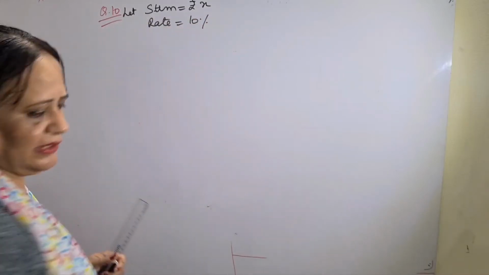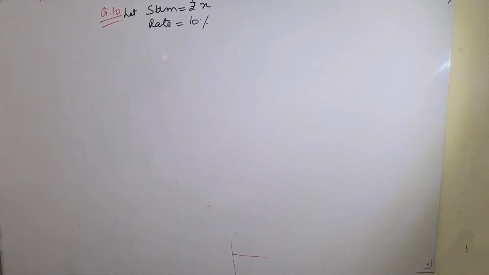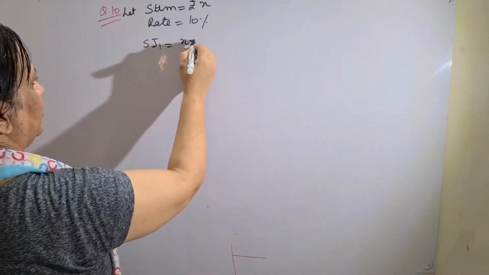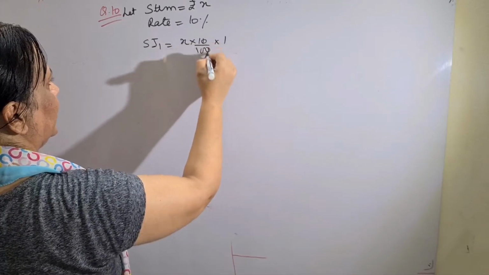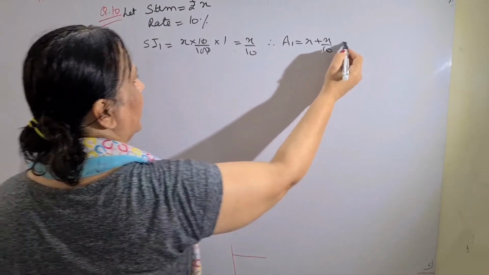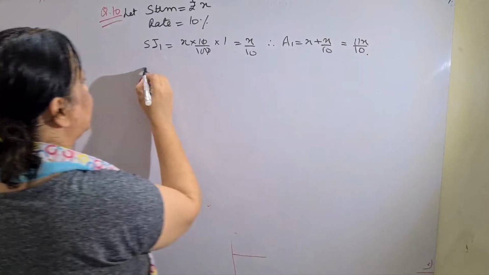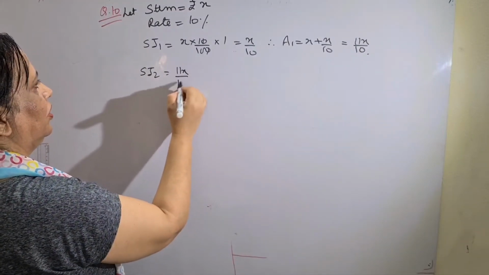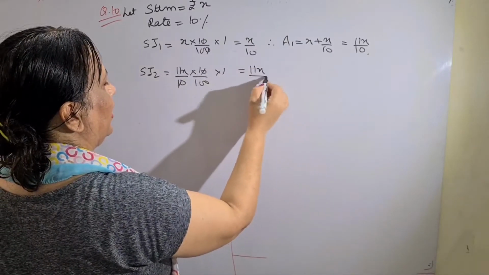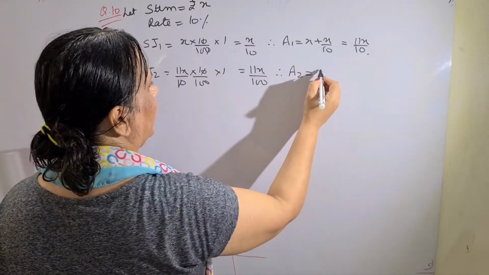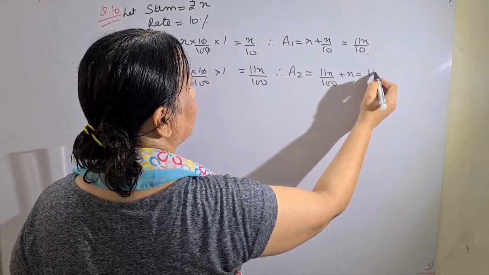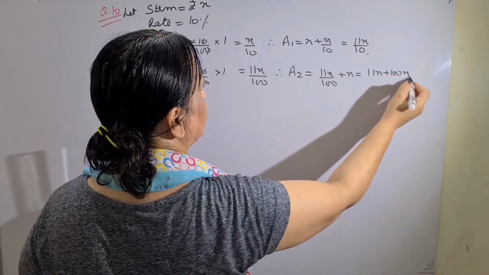Then I will read the question. He says that the interest for third year exceeds the interest for first year. That means I have to go to third year, find SI1, X into 10 upon 100 into 1, that is X upon 10. So amount 1 will be X plus X by 10, that is 11X over 10. Then SI2, you all know all these things now, so I don't have to tell again and again. This is 11X upon 100, or amount 2 will be 11X upon 100 plus X, that is 11X upon 100 plus 100X upon 100.